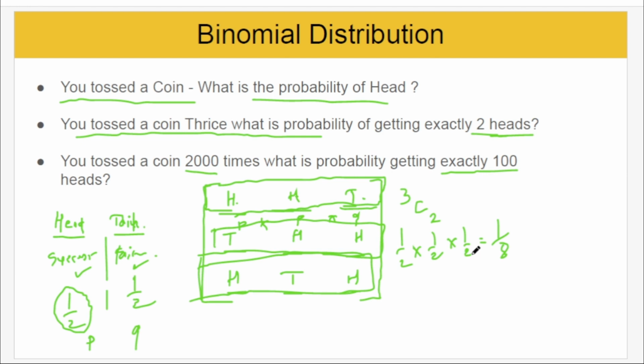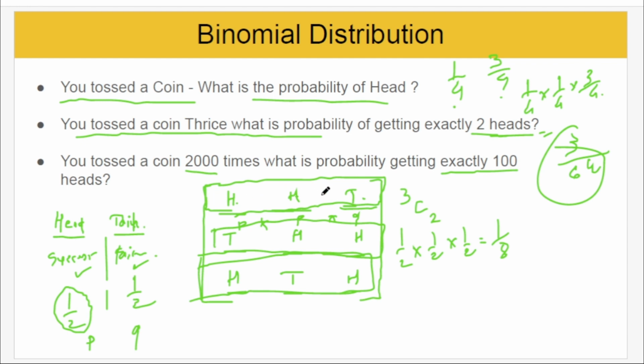Here it is only an example where the probability of success and failure is the same. What if I change the probability of success to 1 by 4 and the probability of failure to 3 by 4? What will our output be? It will be P times P times Q, which is 1 by 4 into 1 by 4 into 3 by 4, which is equal to 3 by 64. If I change the values, the answer will change. Don't assume it will always be 1 by 8.